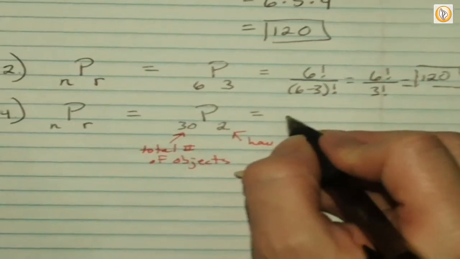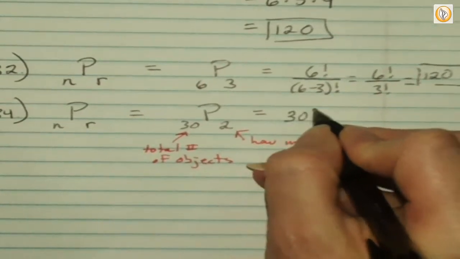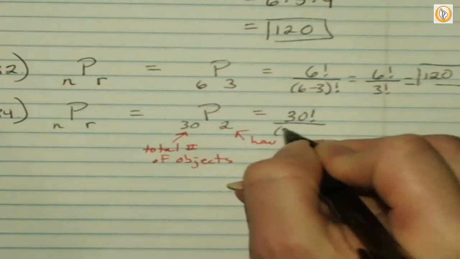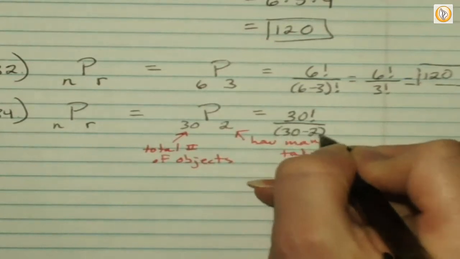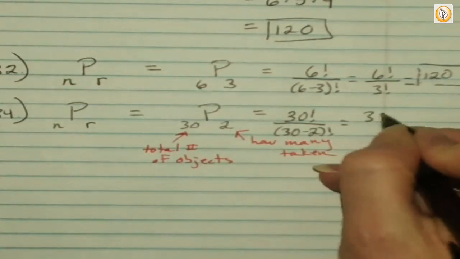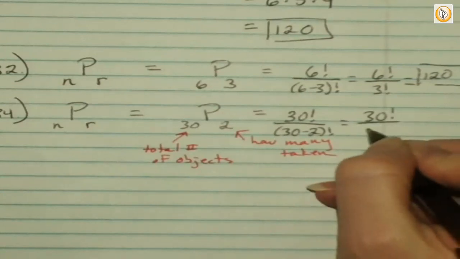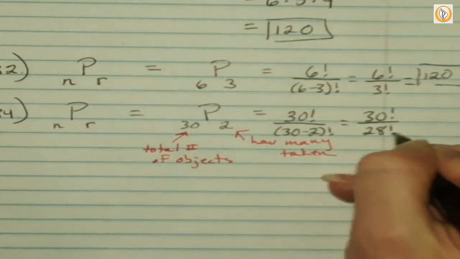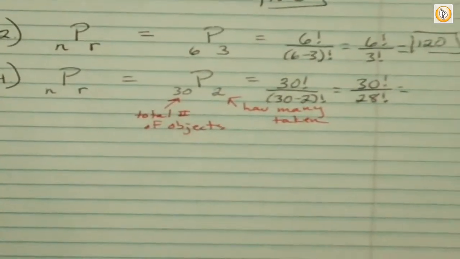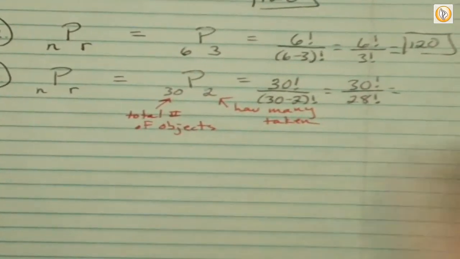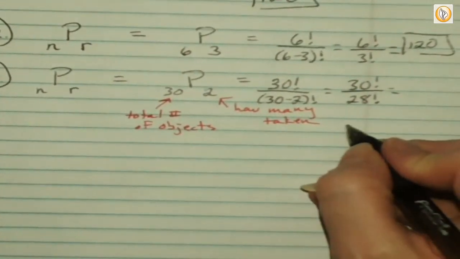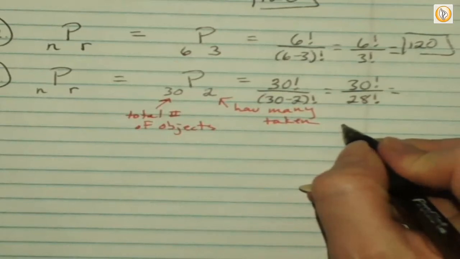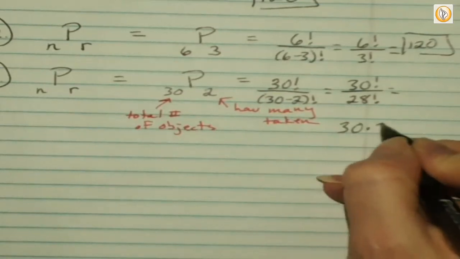How about this one? This would be 30 factorial over 30 minus 2 factorial. So basically 30 factorial over 28 factorial. So as Taylor said, if you were to cut it all down, it would just be what? 30 times 29.